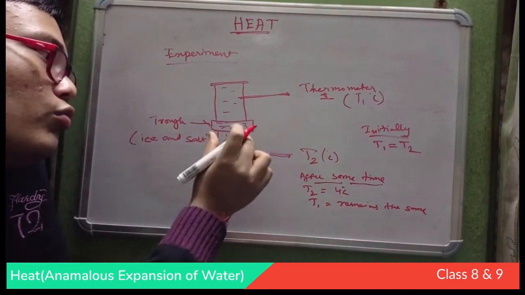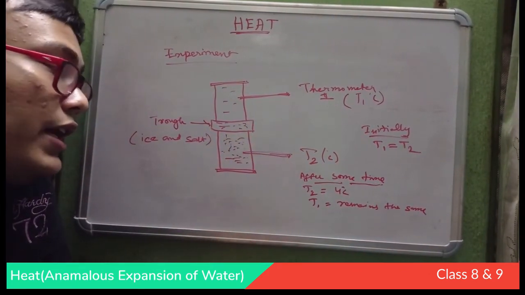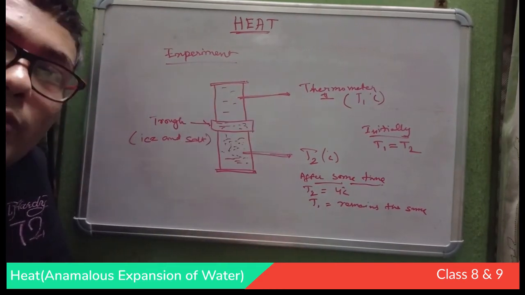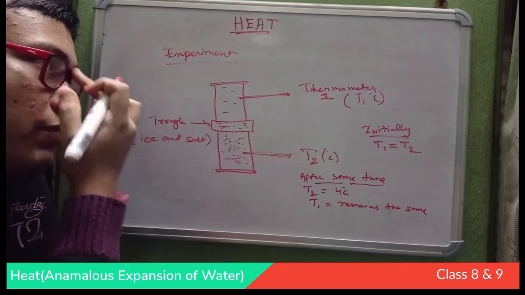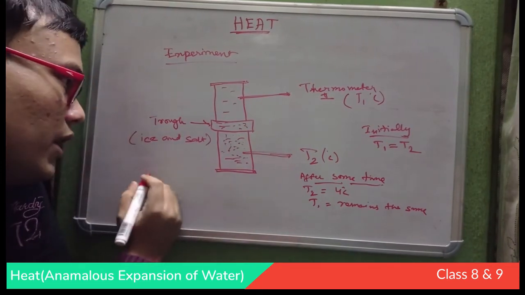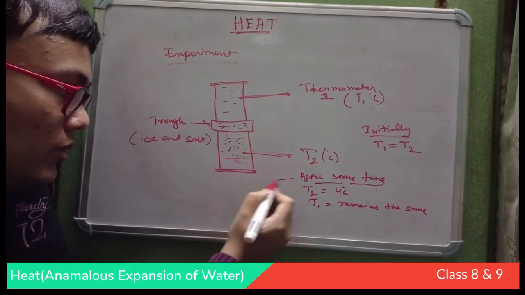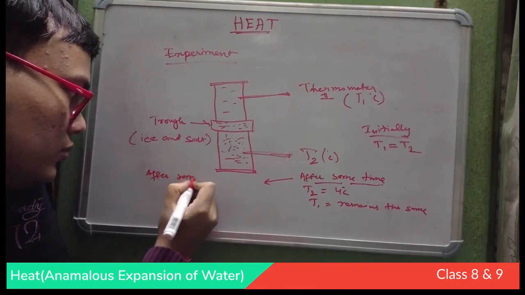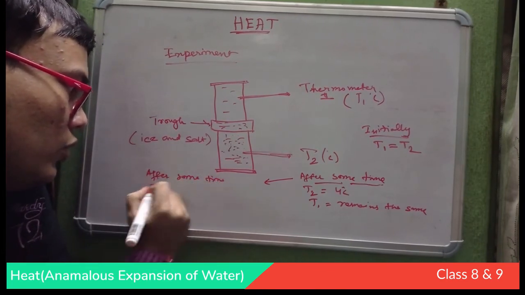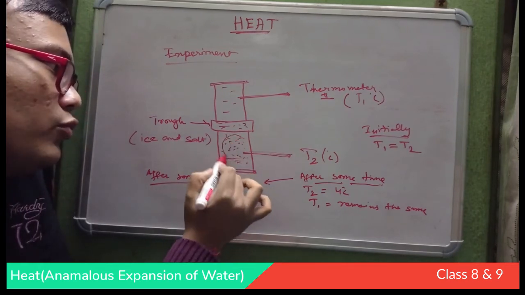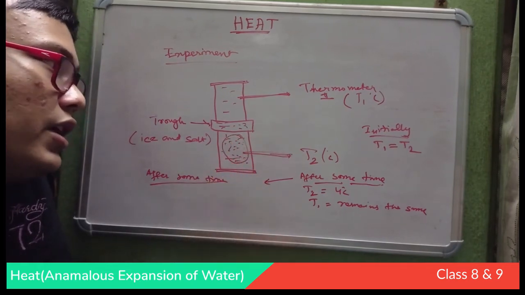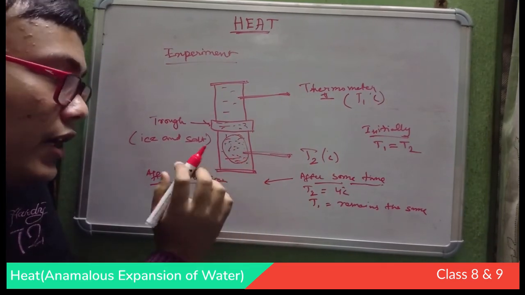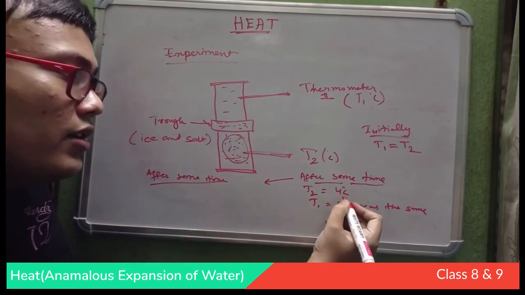Since only the cold water, which has higher density, settles down at the bottom, the water in the upper part remains at the same temperature. But after some time, the entire water in the lower cylinder is filled with water at higher density, which is at 4 degrees Celsius.